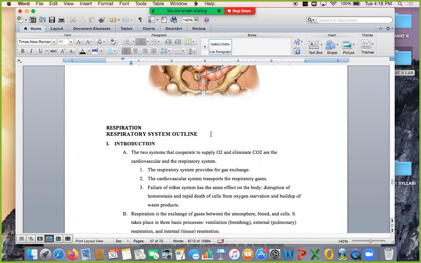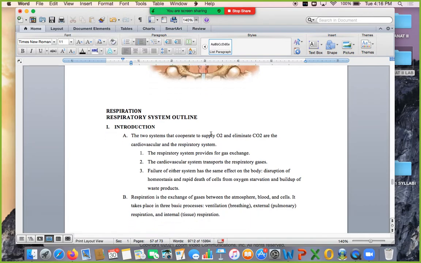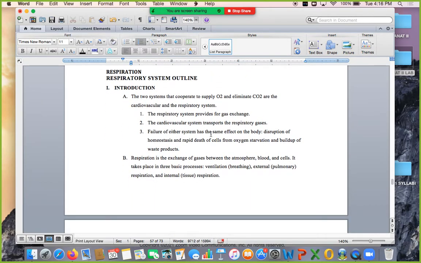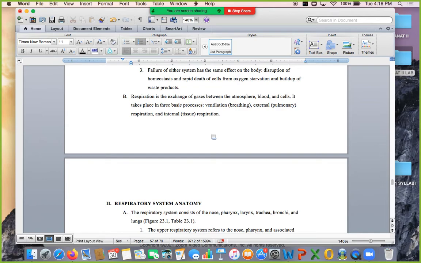So if we have failure of one, it's the same as the failure of the other in terms of the effect on the body, mainly rapid death of cells from oxygen starvation and buildup of toxins in the body. So respiration has three major processes. The first is ventilation, which is the physical act of breathing. Then we have external or pulmonary respiration, which is when we have gas exchange across the membrane of the lungs. And internal respiration, which is when we have gases that are delivered directly to the tissues themselves.